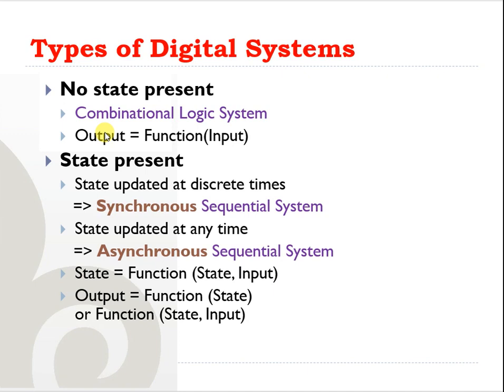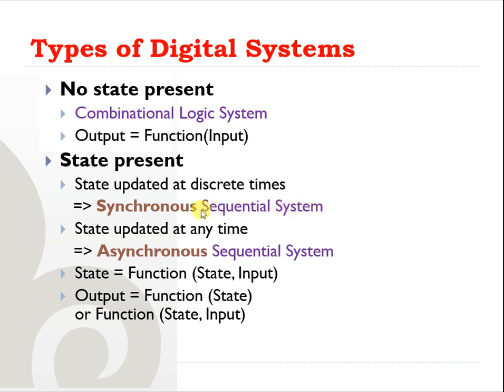The second type of digital systems, on the other hand, are available when we have the state present. So later I will show you what the state is during the course, but for now we just assume that we have something which is called the state, and we say that the system has memory. The output depends on what has happened in the past. In this case, we call the digital system a sequential system.